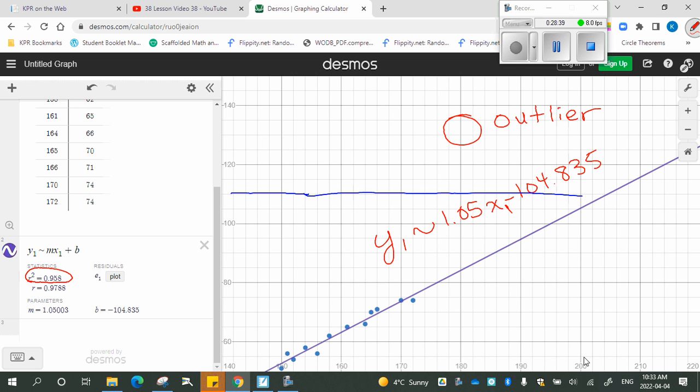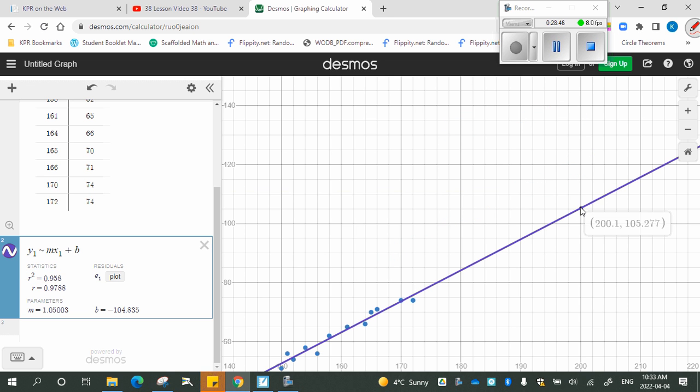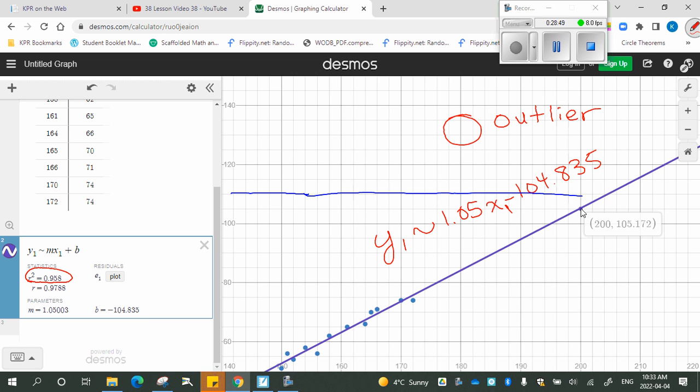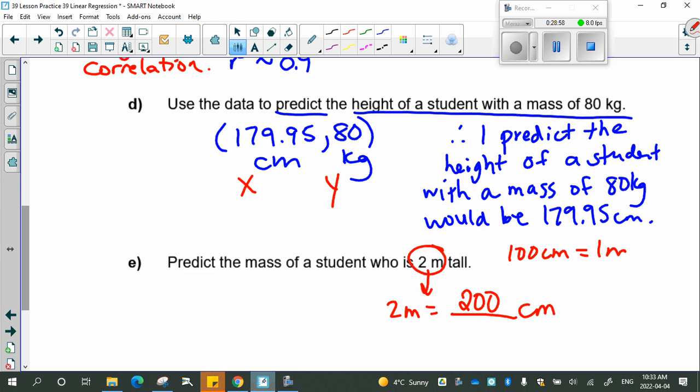So 2 meters is 200 centimeters. I go up to my line, click on it. Again, there's 200, 105.172. 200 and 105.172. Again, this is the X and this is the Y, and X was centimeters and Y was kilograms.